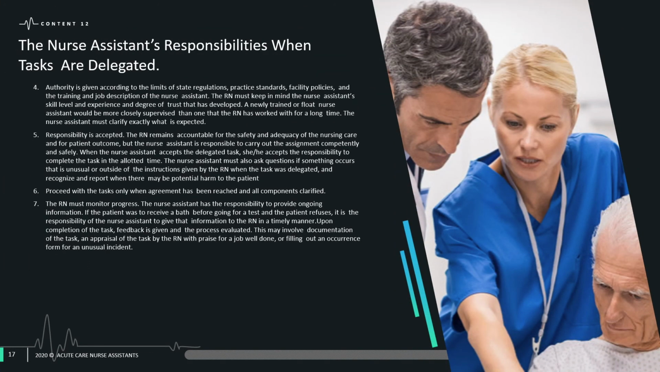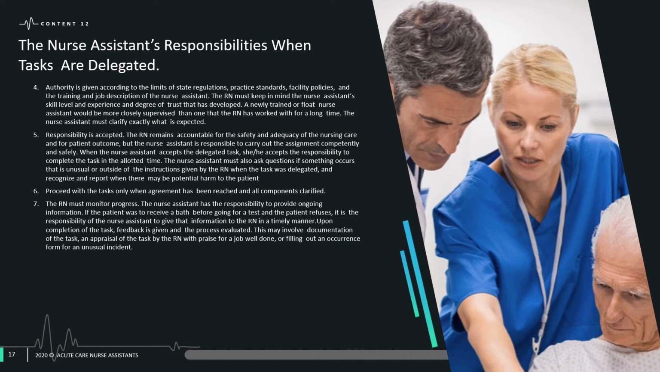Authority is given according to the limits of state regulations, practice standards, facility policies, and the training and job description of the nurse assistant. The RN must keep in mind the nurse assistant's skill level, experience, and degree of trust that has developed. A newly trained or float nurse assistant would be more closely supervised than one that the RN has worked with for a long time. The nurse assistant must clarify exactly what is expected.